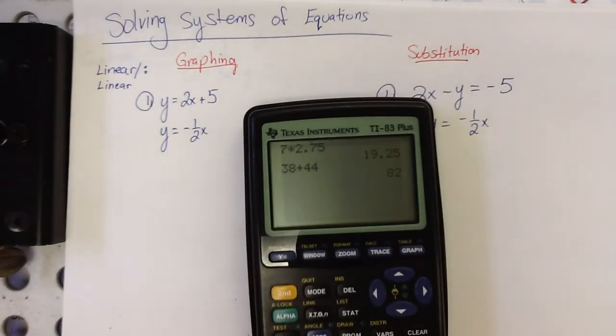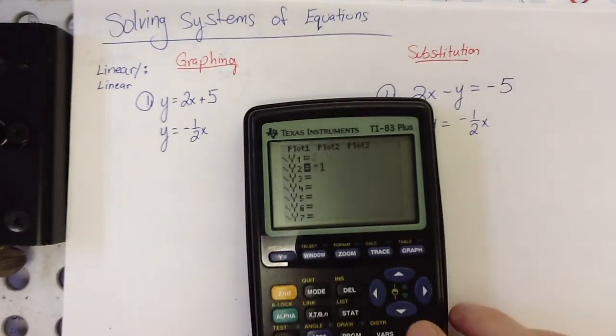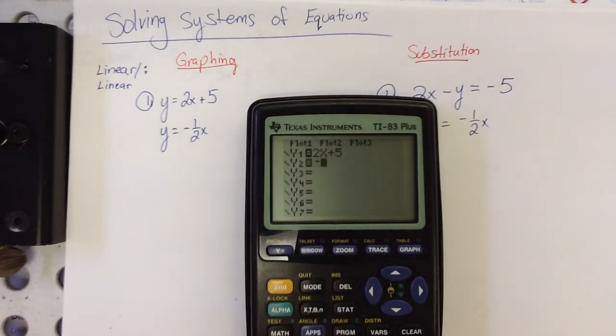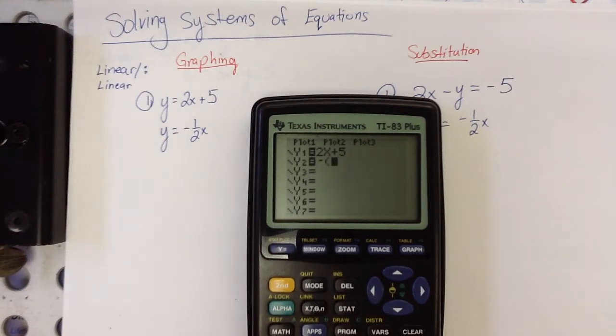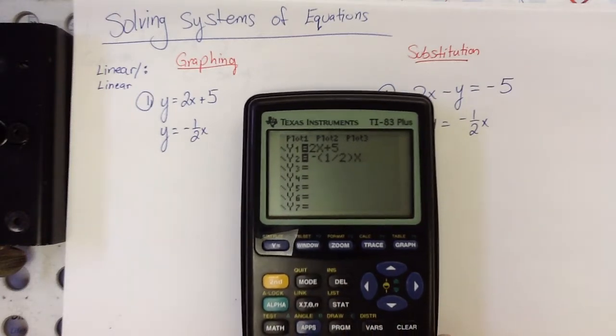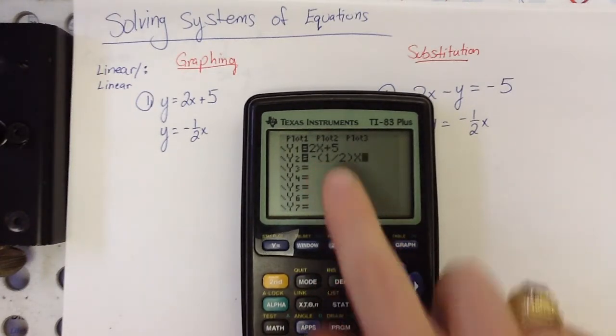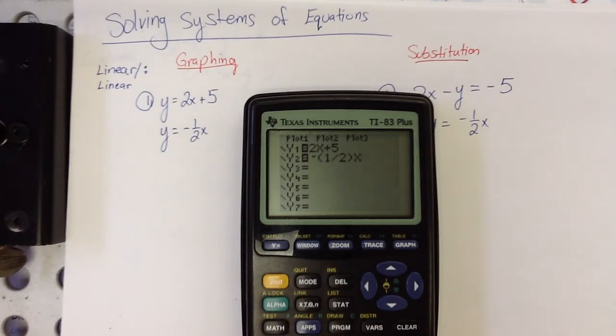So go to y equals, clear out what we got, put your two equations in, 2x plus 5 and negative 1/2 x. Now, a lot of questions come up about this. My advice, put the negative outside the parentheses. If that's confusing, then just put it inside with the 1 or the 2. It really doesn't matter. But the main thing, put fractions in parentheses every time you use them. If you don't, that can mess you up. All right, so there's our two equations. Hit graph. This is going to be real simple. It really is this easy.